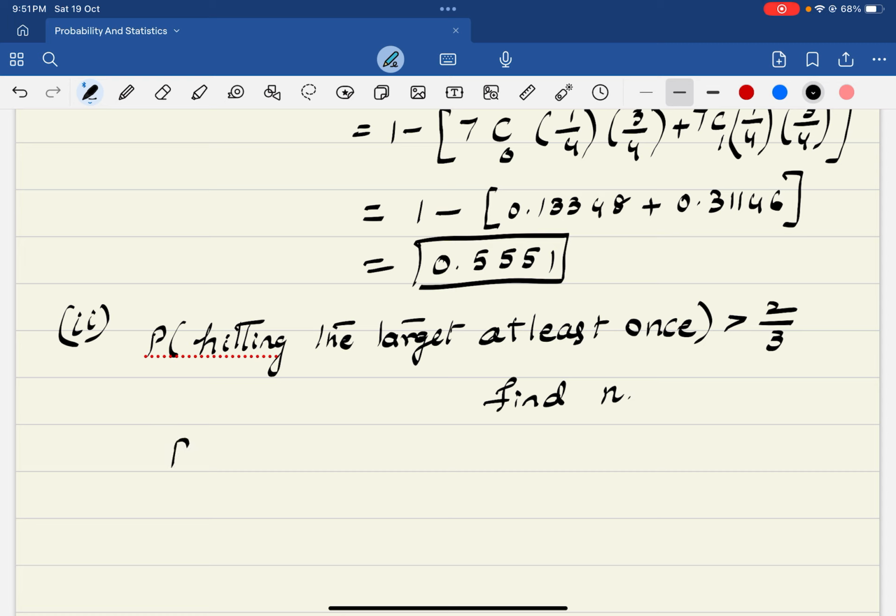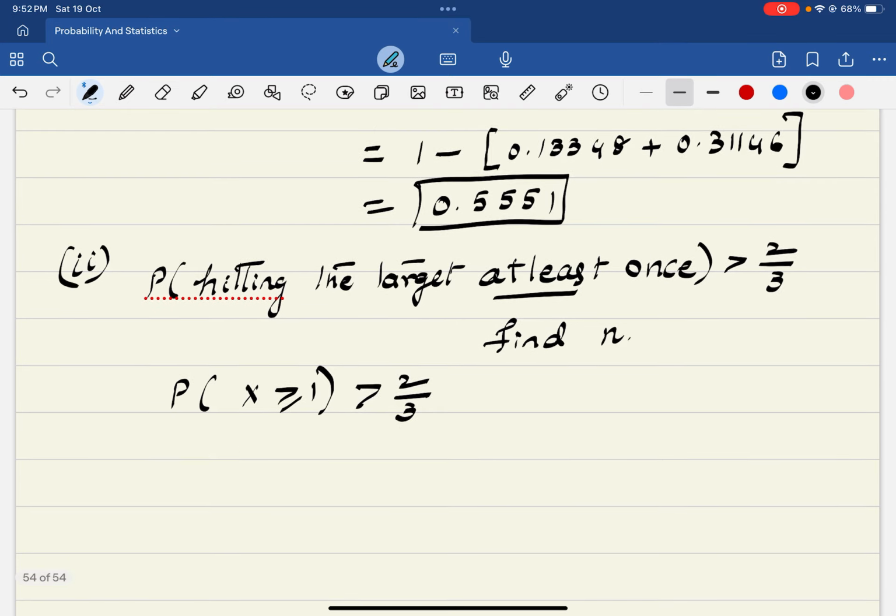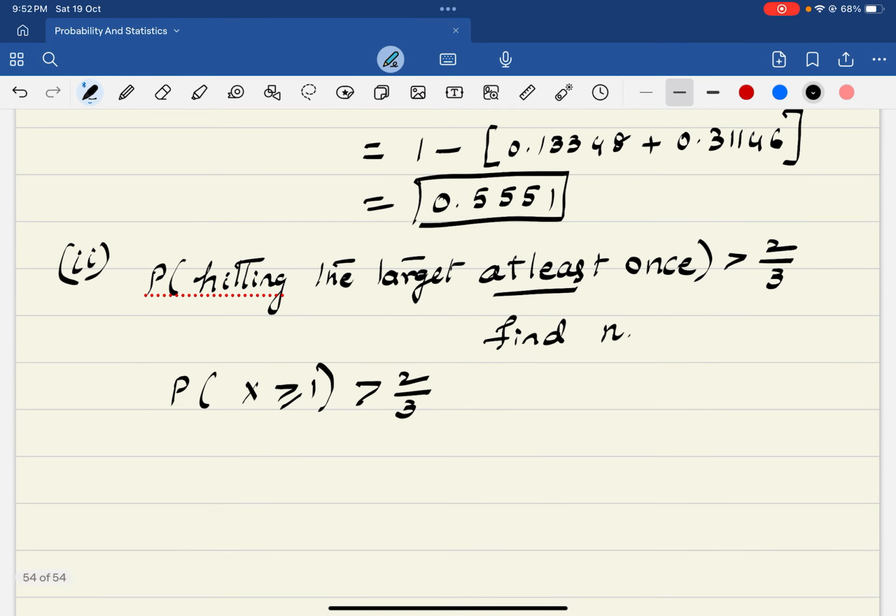So what do you mean by this? That is, P of at least means what? Greater than or equal to. Once means greater than or equal to 1, is greater than 2 by 3, is given. Understood? Now, what is meant by P of x greater than or equal to 1 again? It is 1 minus P of x less than 1. Correct? And that is greater than 2 by 3.